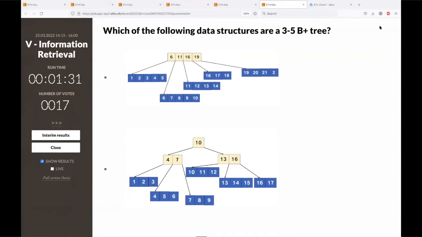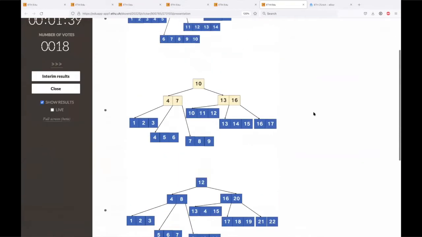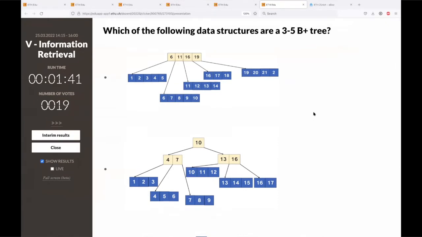We have 17 answers so far, 20 people on Zoom. How many people in the lecture hall then? I'd say around 15. 15? All right, 35 in total. All right, 19. Okay, let me stop here.